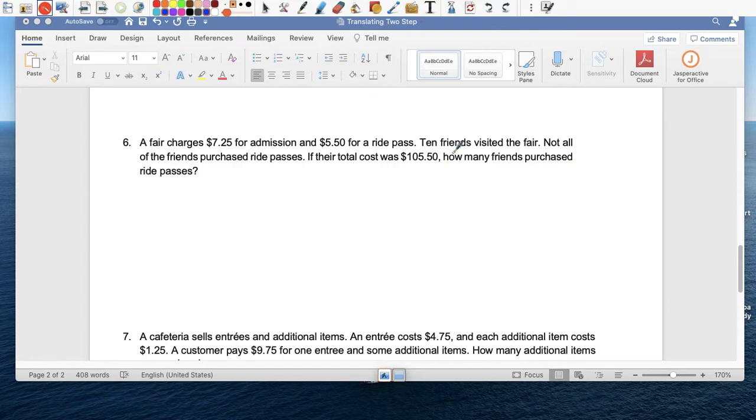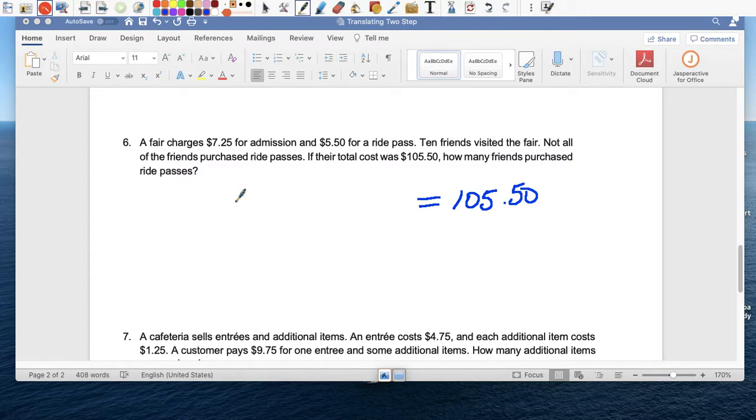10 friends visited the fair. Not all the friends purchased ride passes. If their total was $105.50, how many friends purchased ride passes? Oh, okay, hang on a second. All right, so 10 people came to the fair. The total was $105.50. So this one's a little tricky. 10 people came to the fair. So how many ride passes?